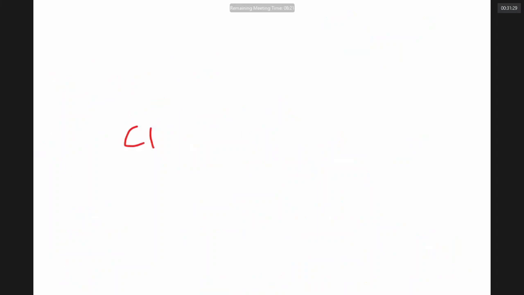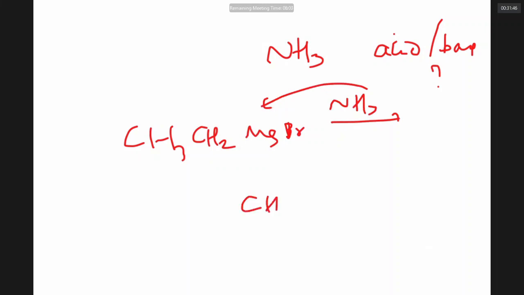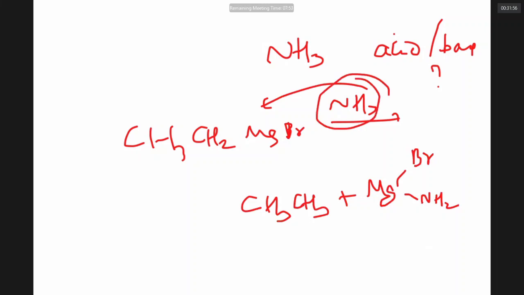For example, what is the nature of ammonia? Is it acid or base? Base. Ammonia is generally a base. But if you take a Grignard reagent and put ammonia, urgently it will take H plus from ammonia. You get CH3, ethane, plus MgBr-NH2. Here, ammonia was forced to lose H plus. Though ammonia is normally a base, now it is made an acid by the Grignard reagent.